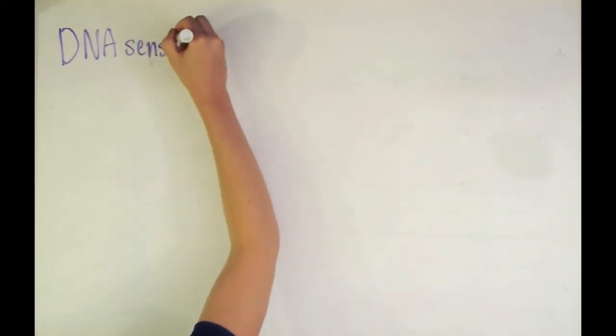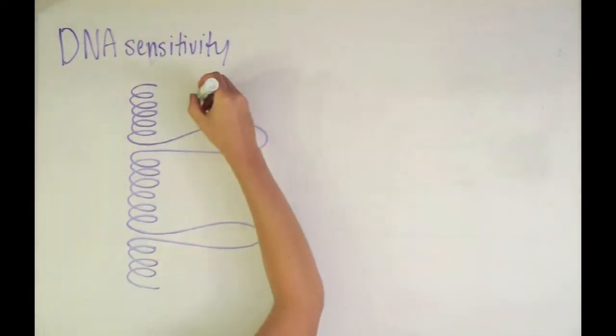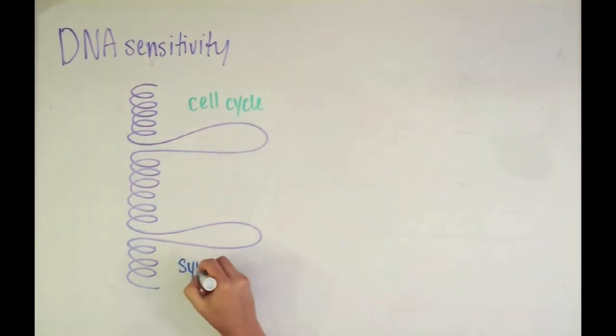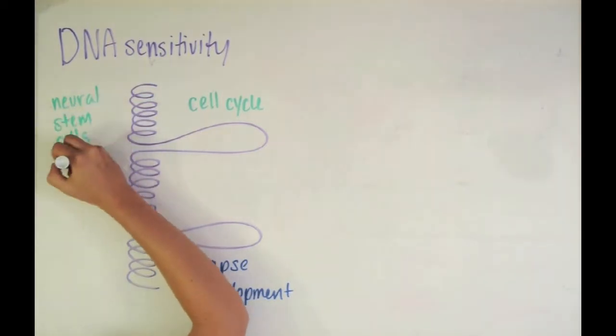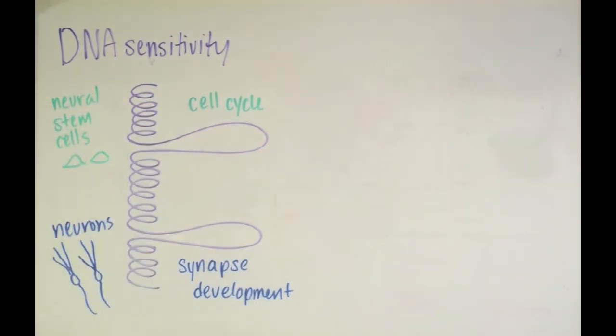Let's take a look at an example. Suppose there are 2 genes on the same chromosome. One is involved in the cell cycle, while the other is involved in synapse development. You're investigating 2 different cell types, neural stem cells and neurons. What result might you predict if you perform the DNA sensitivity assay?